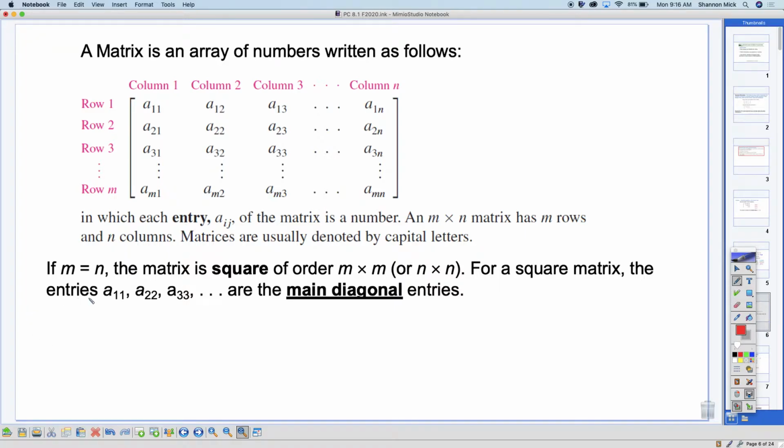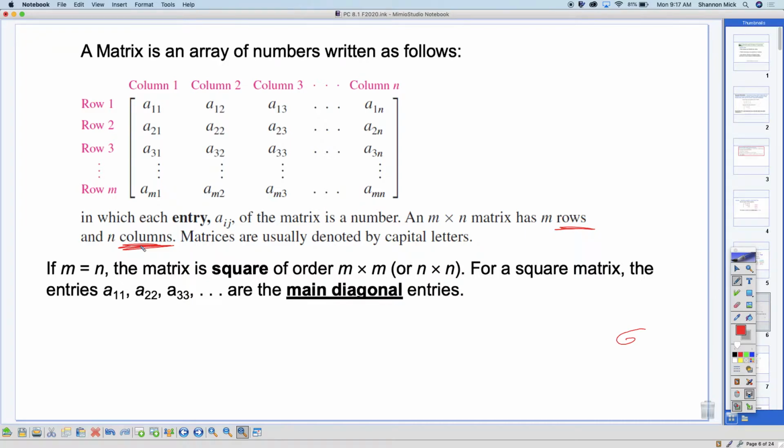Okay, so a matrix is an array of numbers. Let's see if this works now. Oh, it does work. A matrix, all it is, is an array of numbers. That's it. You've seen a matrix before. This is an infinite looking matrix. It's no big deal. All I want you to know is we name it by rows and columns.